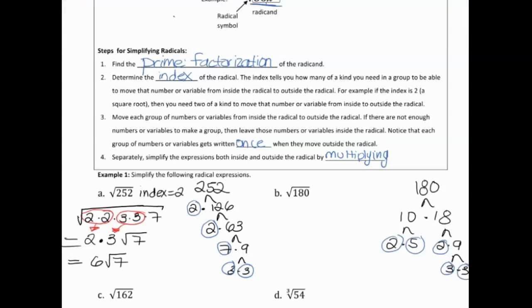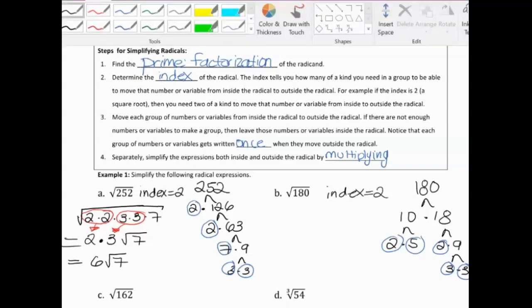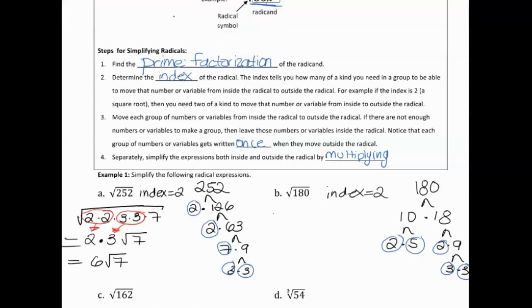Now let's take a look at our index. Again, if it doesn't have one, it means that it's a square root. So my index is going to be 2. That means that we're going to be making groups of 2 inside that radical. All right, so let's rewrite the 180. So we have 2 times 2 times 3 times 3 times 5. Again, we're going to be making groups of 2.